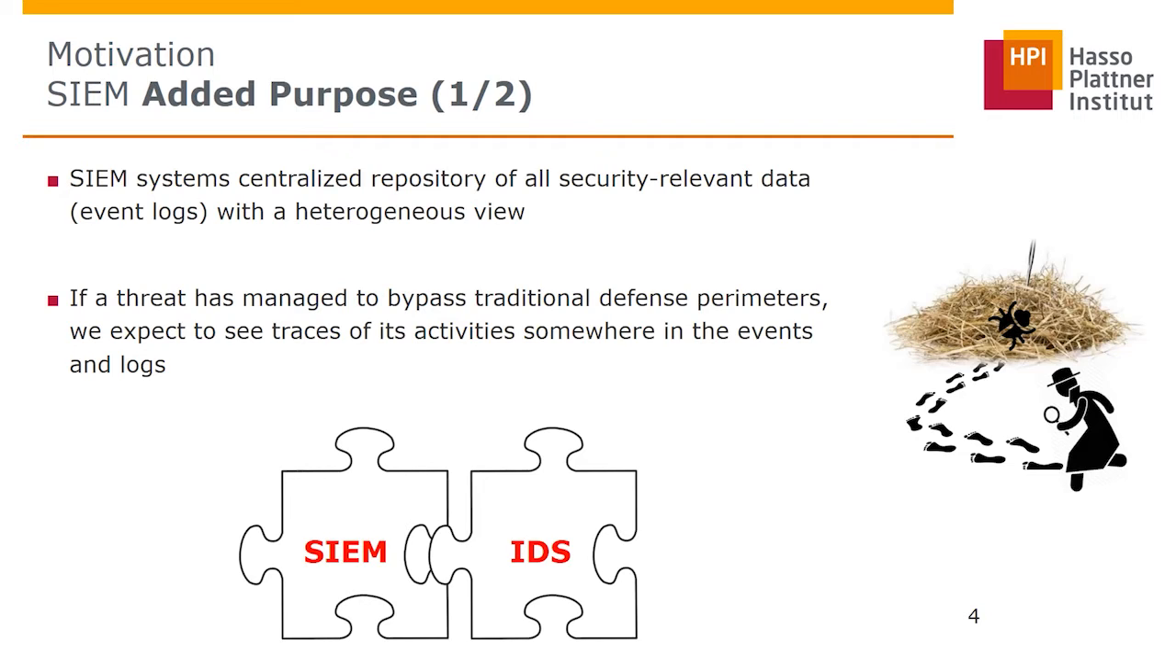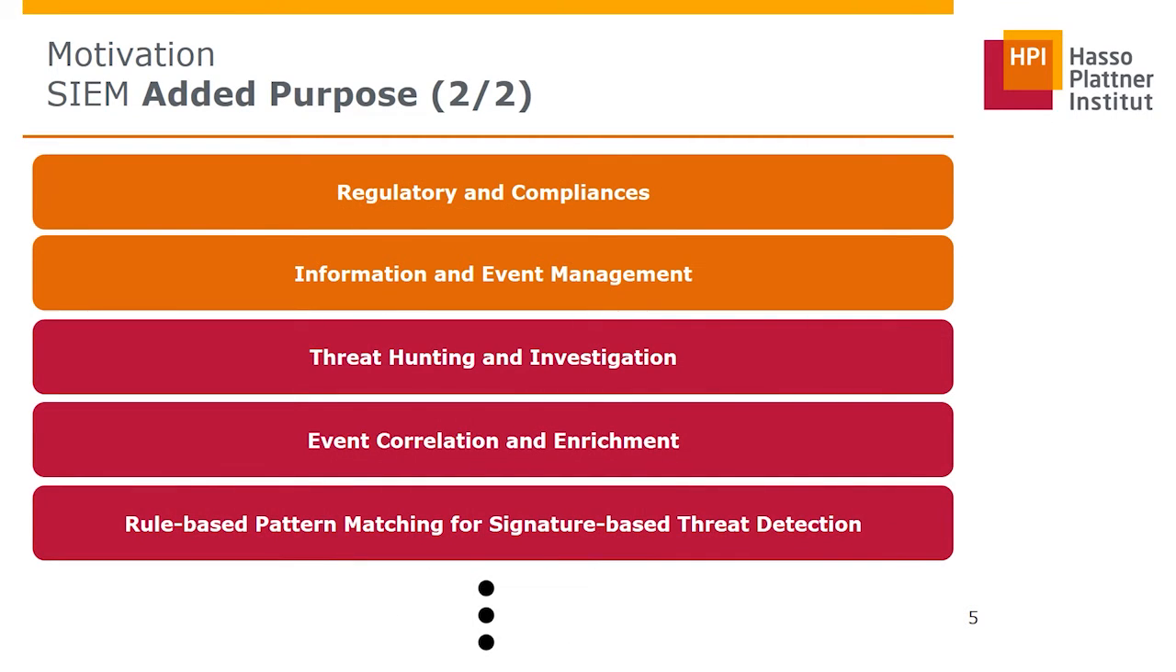And we could hypothesize that if there exists a threat that somehow managed to bypass the traditional defense parameters, we expect to find its traces somewhere in these logs. That could be our last safety net, right, in catching any unknown threats. Therefore, over time, more purposes were added to the SIEM systems, from regulatory and compliance and information event management to other requirements such as threat hunting, investigation, event correlation, enrichment, rule-based pattern matching, and signature-based threat detection. The last one is an important one, as we're going to get back to it, which is the problem.